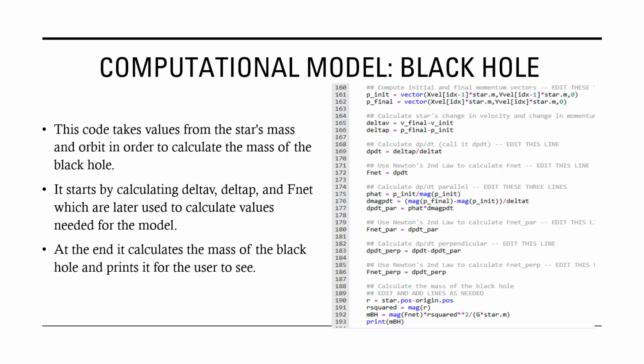Computational model black hole. This code takes values from the star's mass and orbit in order to calculate the mass of the black hole. It starts by calculating the change in velocity, change in momentum, and F net, which are later used to calculate values needed for the model. At the end, it calculates the mass of the black hole and prints it for the user to see.